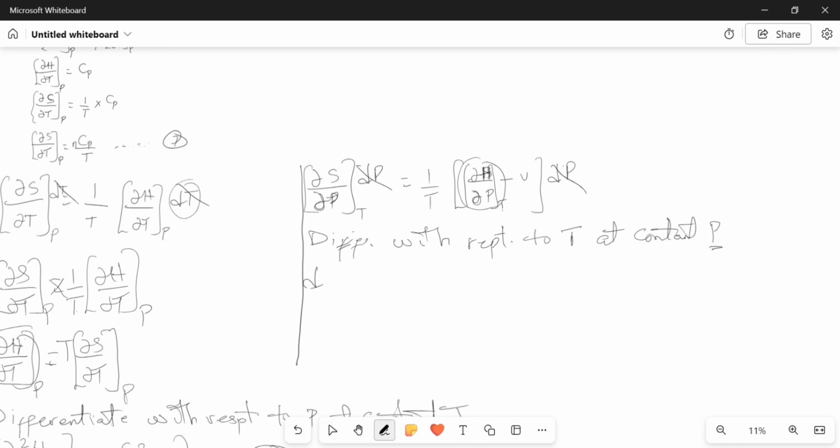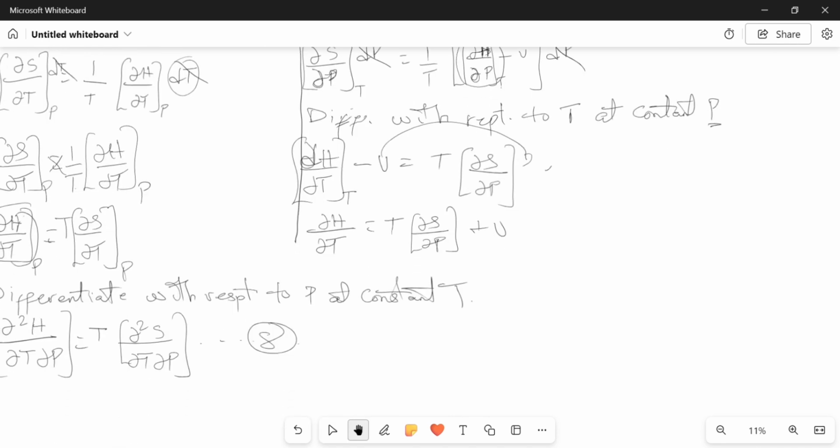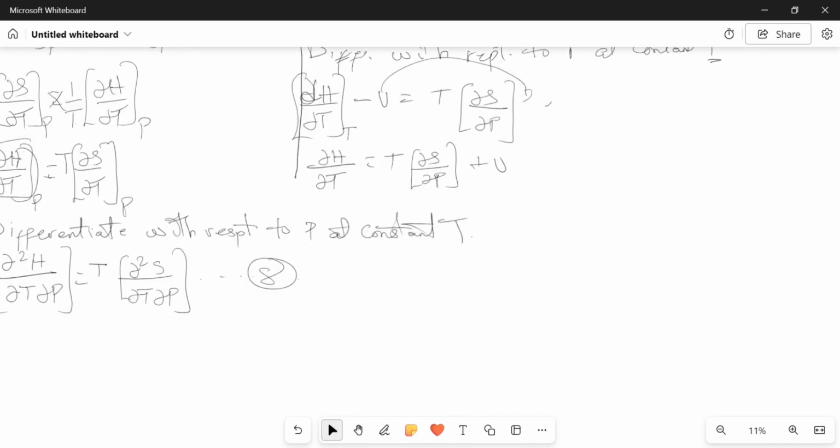So we have del h over del p at constant temperature minus v is equal to t del s over del t... over del p. So I'll bring v to this other side, and I'm going to have del h over del p to be equal to t del s over del p plus v. So this is what I'm going to be having here. Good. Okay, since I'm having this here, now let's continue.